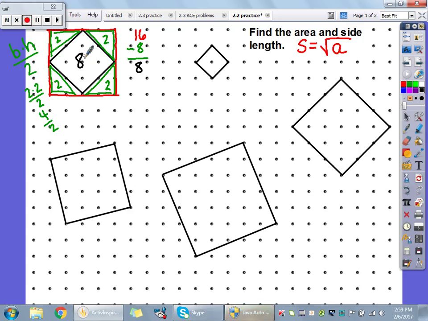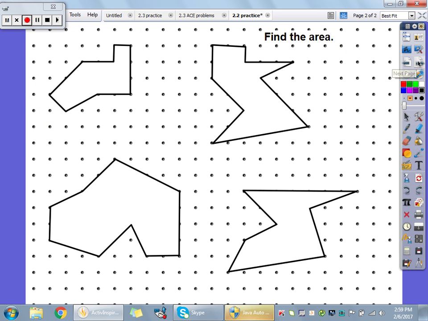And we know that if the area of the square is 8, it just means the side length is the square root of 8. Okay? So on these 2 pages, that's all you're doing, and then on this one, you're doing something similar. We'll go over this one together.